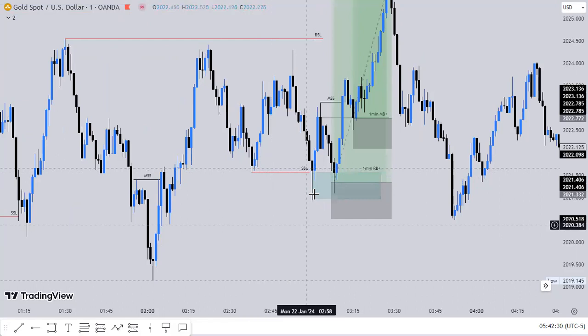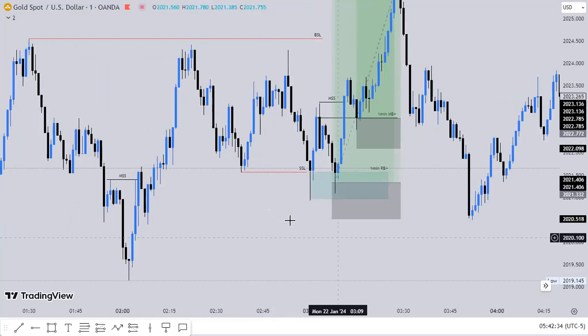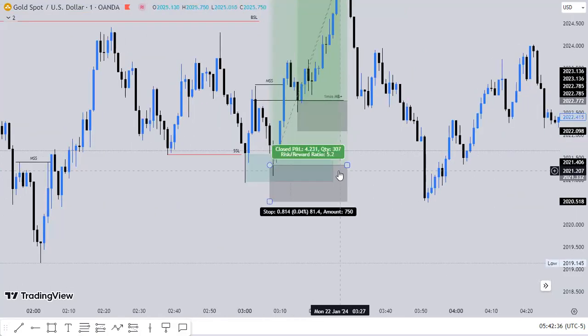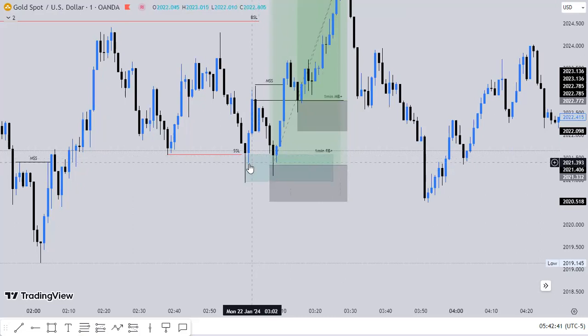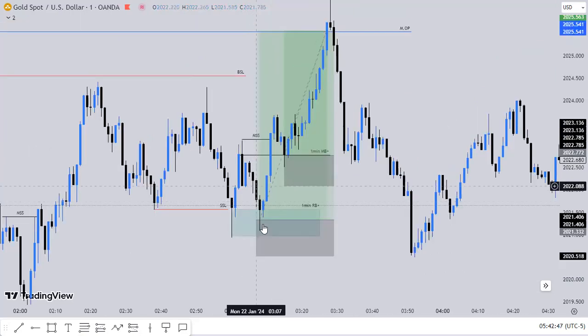After the liquidity sweep, the algorithm made the rejection block. The rejection block is the tail of this candle. My first entry was from it.